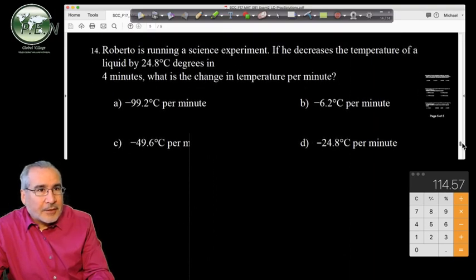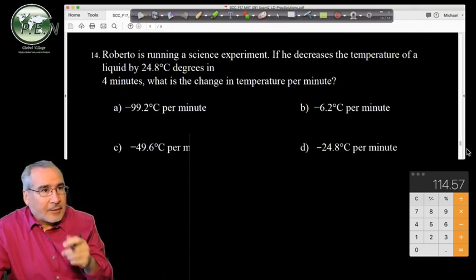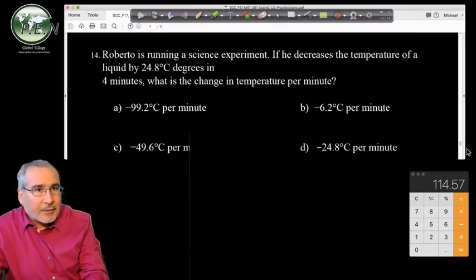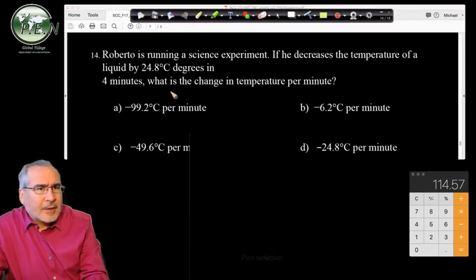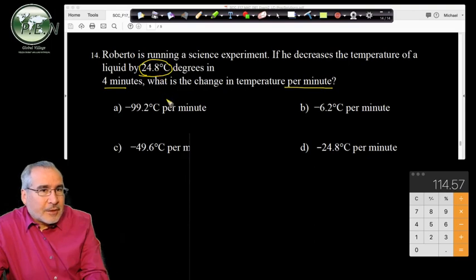So Roberto is running a science experiment. If he decreases the temperature of a liquid by 24.8 degrees in 4 minutes, what is the change in temperature per minute? Seems like one we had before. So we want it per each minute. So again, we're going to drop at this total over 4 minutes. So the per minute, it's a division problem. So we take 24.8 divided by 4.